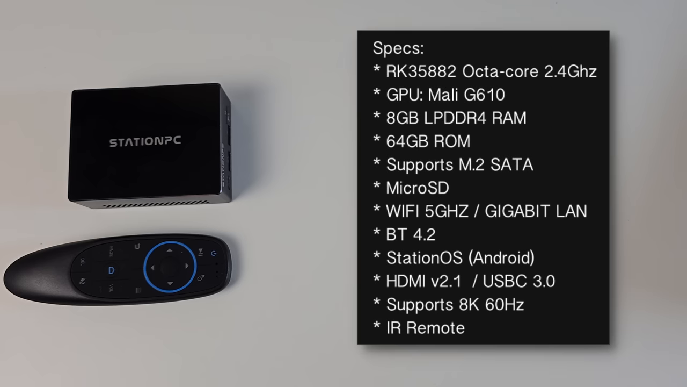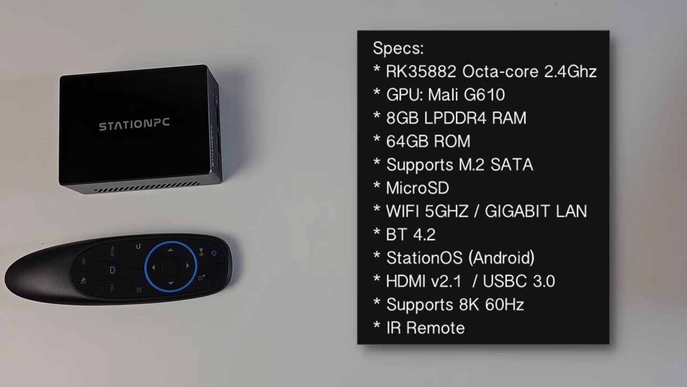All right, so let's check out the specs. So this TV box is powered by the Rockchip RK3588S, which is an octa-core clocked at 2.4 gigahertz. Now for graphics, we have the integrated Mali G610 with 8 gigs of LPDDR4 RAM and 64 gigs of eMMC internal storage. This does also support an M.2 SSD expansion, and you have microSD expansion as well. Furthermore, you have 5 gigahertz Wi-Fi, gigabit LAN, and Bluetooth 4.2. This is running a custom version of Android, which is called StationOS. You've got HDMI 2.1 with USB-C, and this box should support up to 8K at 60 hertz.